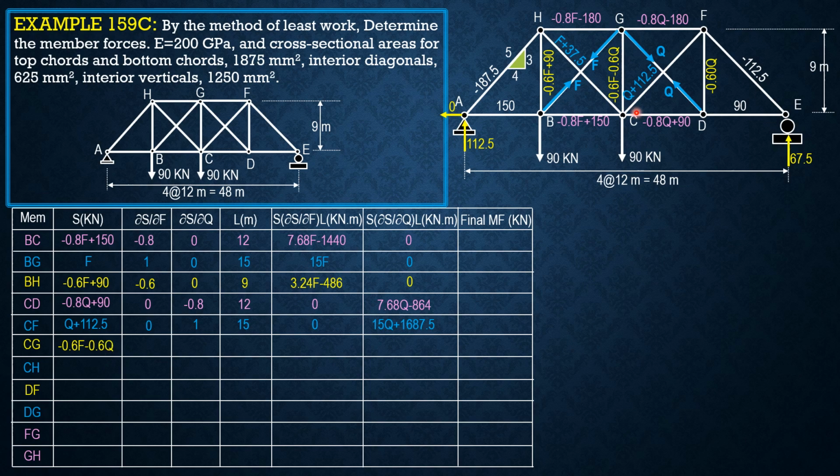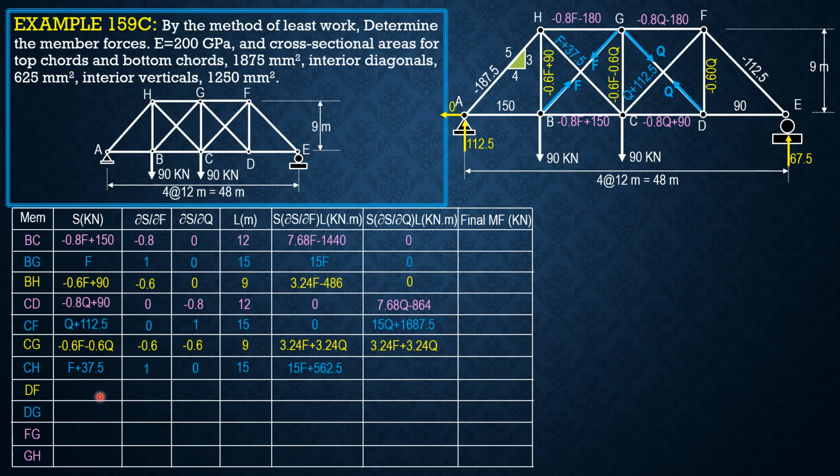CG, which is negative 0.6F, negative 0.6Q. So here negative 0.6, here negative 0.6 also. The length is 9, then the product here, then another product here. It's the same. CH is F plus 37.5, so 1, 0. Length is 15, then the product here, then 0 here.